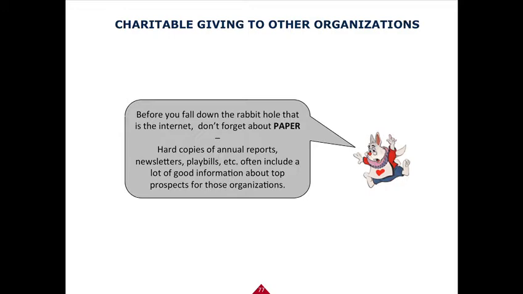All right. And just a reminder, before you fall down the rabbit hole that is internet research, don't forget about paper. So if you can, get your hands on hard copies of newsletters, annual reports, donor lists, playbills, all these things that list names of donors. And we also can use those sort of lists proactively, to find donors to organizations that might have similar missions to ours.